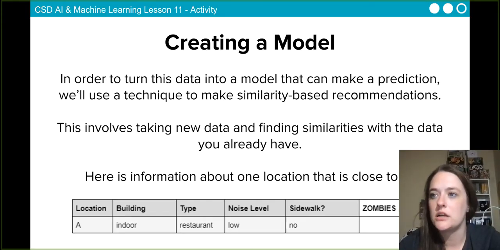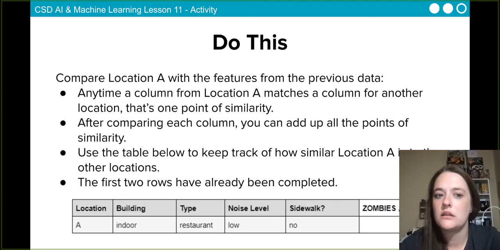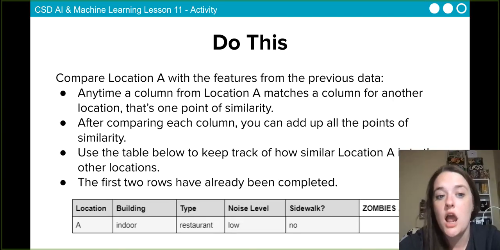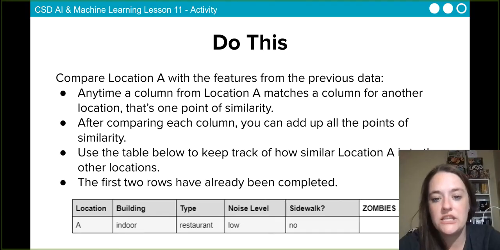You're going to be comparing the other locations on the second part of your activity guide with location A. All right, so compare location A with the features from the previous data. Anytime a column from location A matches a column for another location, that's 1 point of similarity. After comparing each column, you can add up all the points of similarity. Use the table below to keep track of how similar location A is to the other locations.